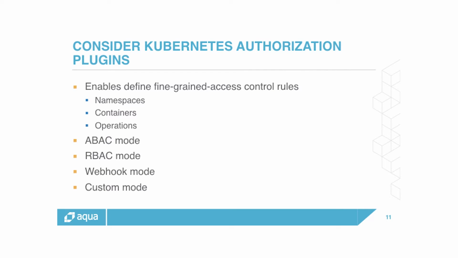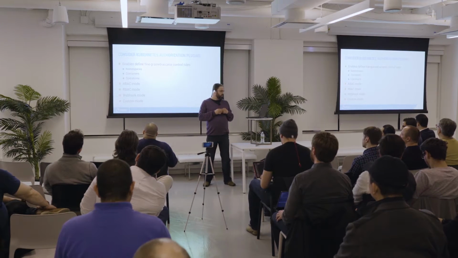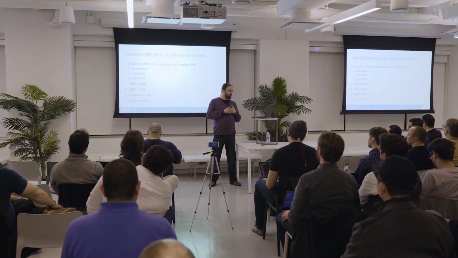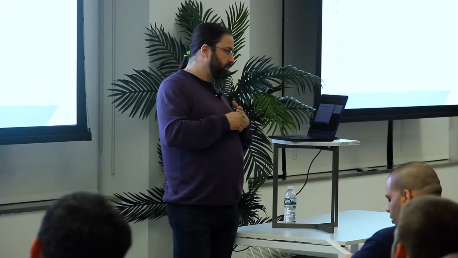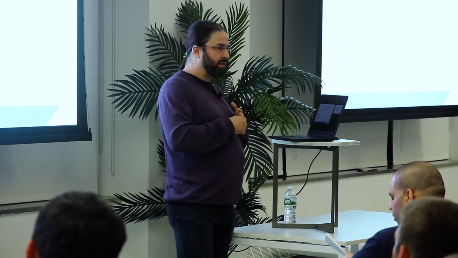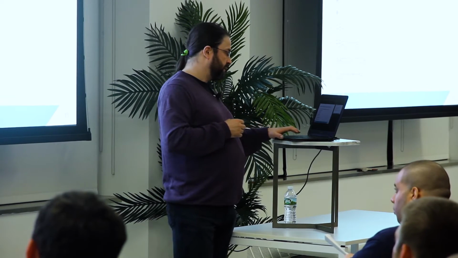Kubernetes has a feature called authorization plugins, which basically enables you to apply fine-grained access control on your namespaces, containers, etc. There are several modes for that: attribute-based, role-based, and webhook mode, which you can basically connect to an outside authorizer, and you can write your own custom module. We'll see a small example of what it means a little later.